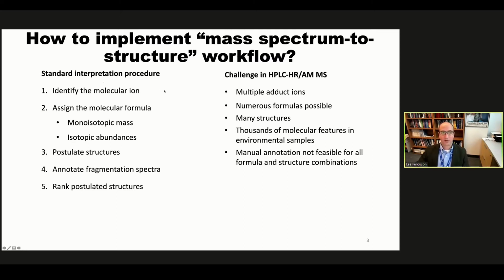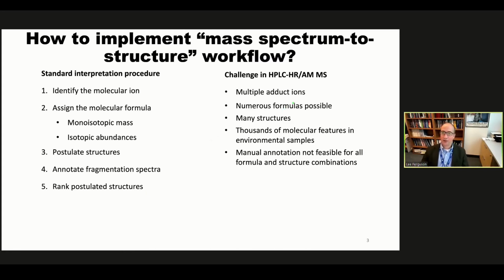First, the standard interpretation procedure is that we would identify a molecular ion for a compound we might be interested in. We would assign a molecular or empirical formula using monoisotopic mass, isotopic abundances, and other sorts of resources. And then we would postulate possible structures that might explain this chemical, annotate fragmentation spectra, and then rank those structures. And so this is the sort of thing that an expert mass spectrometrist would do, one compound at a time.